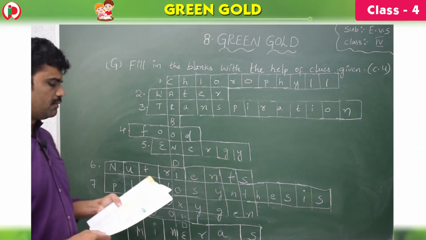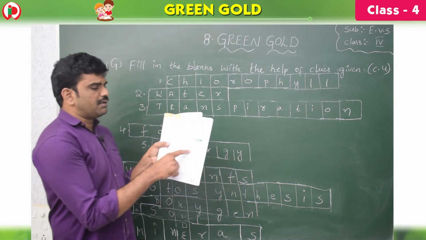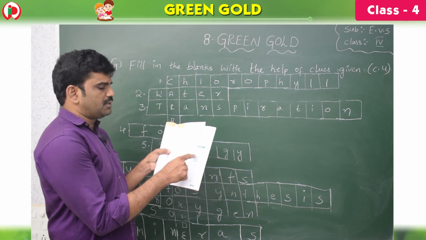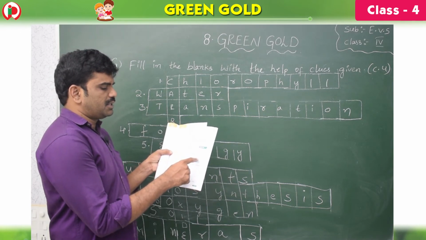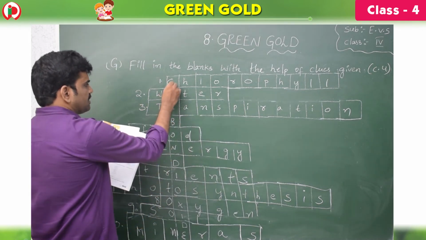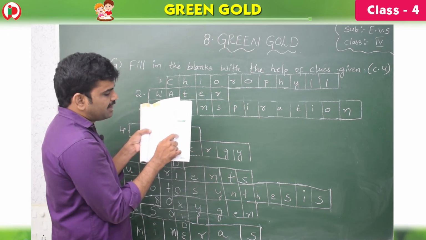Children, now it is fill in the blanks with the help of clues given. The clues are given, children, here: photosynthesis, chlorophyll, water, food, energy, soil, transpiration, minerals, oxygen, nutrients. So first one, start with C, no? Yes. So what is the letter with C here? Yes, chlorophyll.